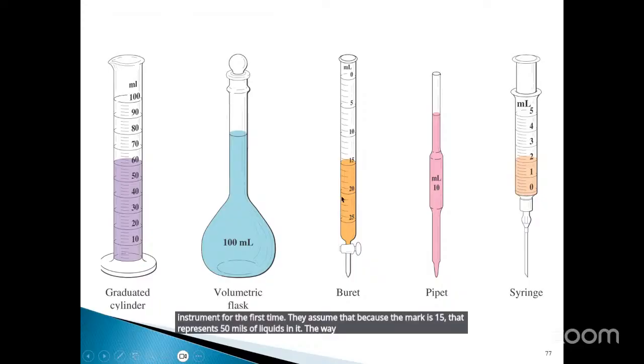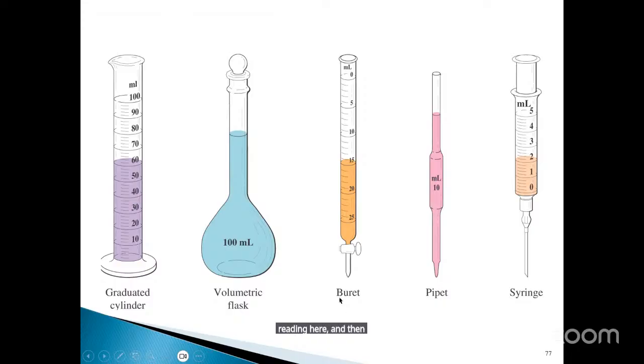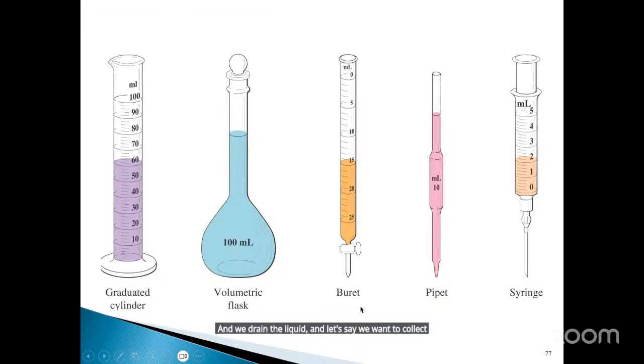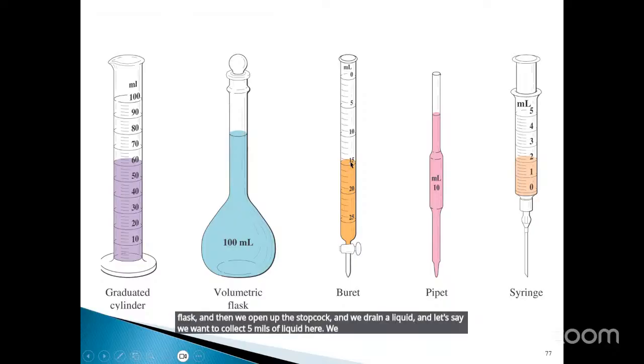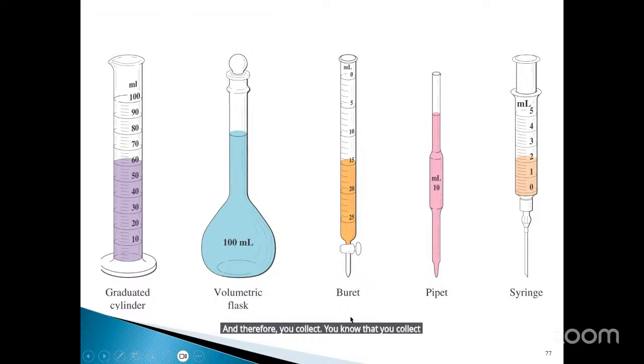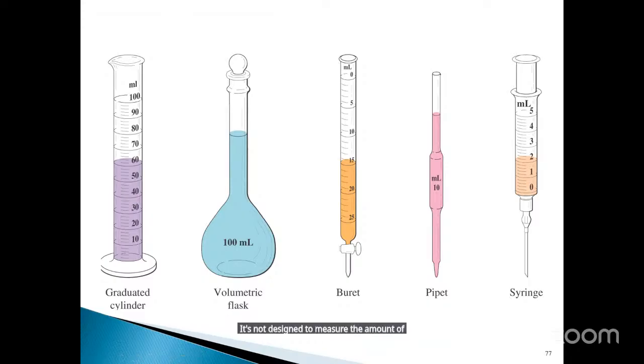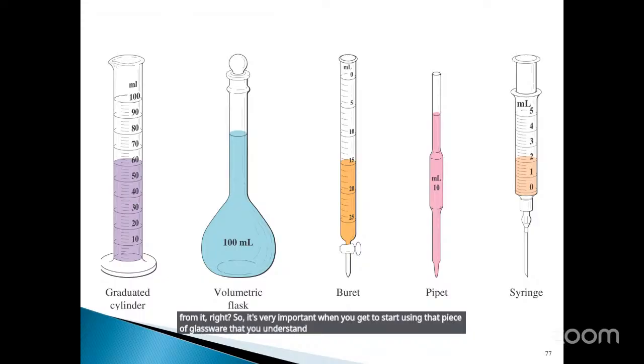The way we use this is that we record the initial reading here, and then we put something underneath, like I said before, like a flask, and then we open up the stopcock and drain the liquid. Let's say we want to collect 5 mils of liquid. We drain the liquid from 15 to 20, and therefore you know that you collected 5 mils of the liquid underneath, right? So the burette is not designed to measure the amount of liquid that is in it. It is designed to measure the amount of liquid that is dispensed from it, right? So it's very important when you start using that piece of glassware that you understand how it works.